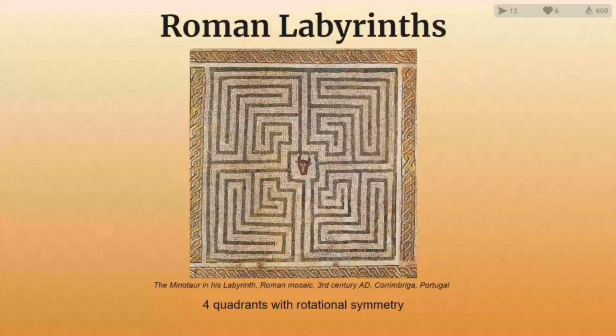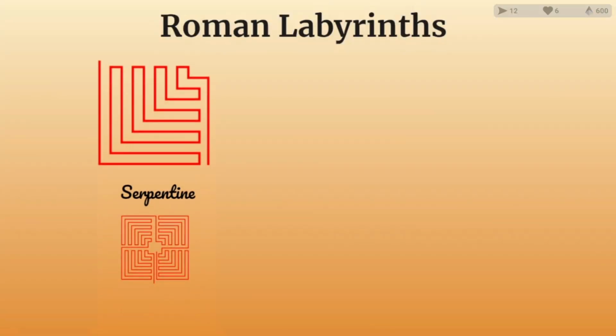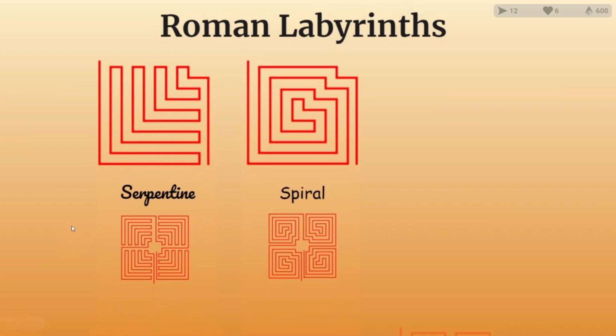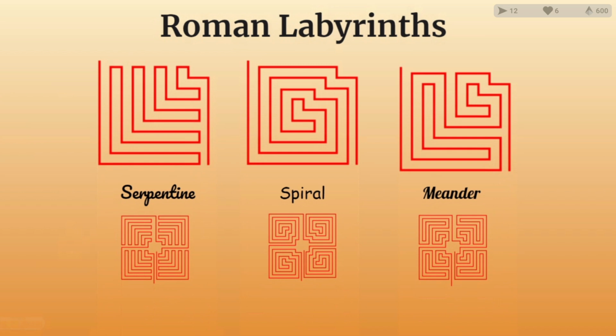There are 2 other types of labyrinths. There is the Roman labyrinth, which was usually depicted in mosaics. It is mostly square. It features 4 quadrants that have rotational symmetry. And you have to walk through all 4 quadrants before you can get to the middle. There are also different variations of the Roman labyrinth depending on how the pattern of the corners appear. There is the serpentine, there is the spiral, and there is the meander.